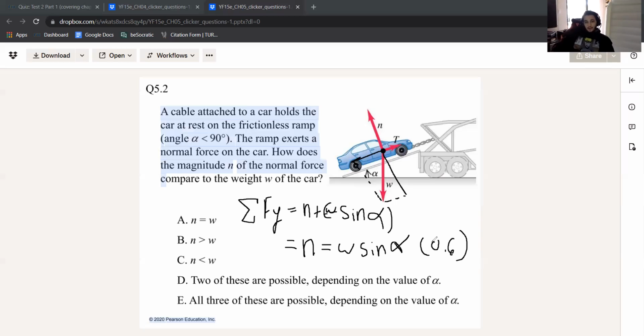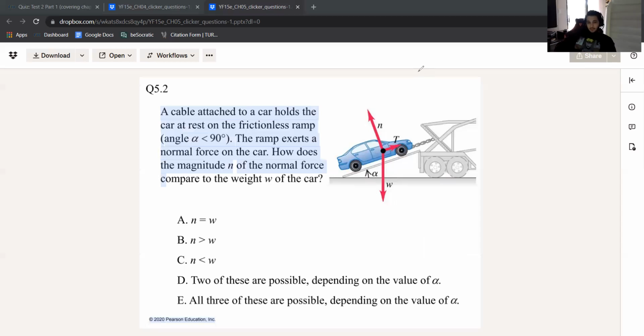Therefore, a good way to think about it is if you pull something up a hill, it's harder than to pull something down a hill. Yeah. Exactly. That's the way I look at it. If you're pulling it up the hill, then for this case at least, N would have to be less than W.